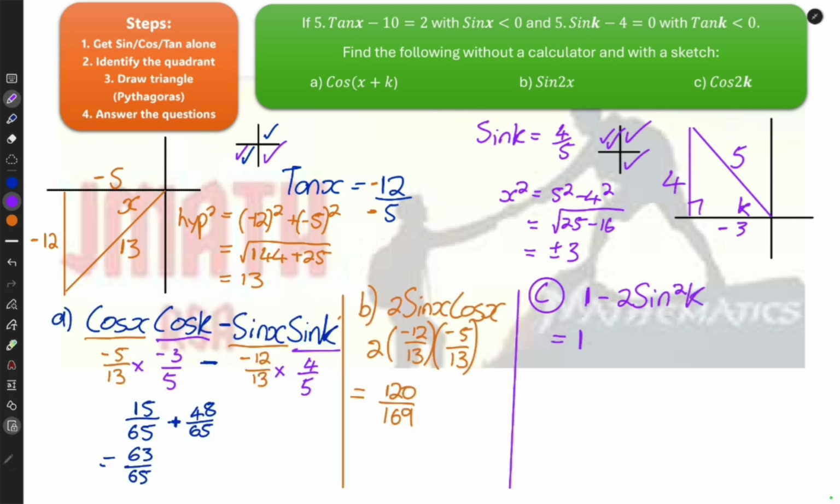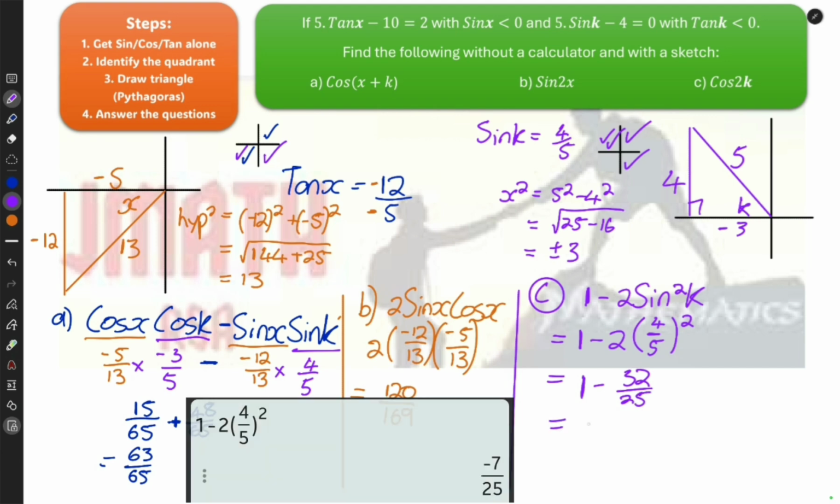So I'm going to start with 1 minus 2 sine squared k as one of my cos double angles, then I can just go and sub in. So 1 minus 2, I'm going to make a bracket. I'm going to put a square at the outside of the bracket. So sine, we saw, was just 4 over 5. And then you can really just type that in the calculator and give them the answer. So this would be 1 minus 16 times 2 is 32 over 25. And then the answer to this sum would just be minus 7 over 25.